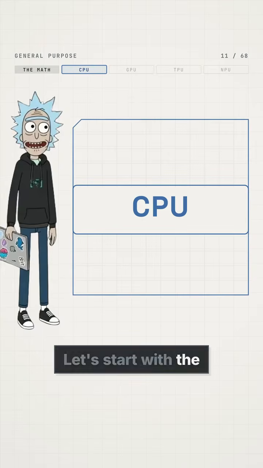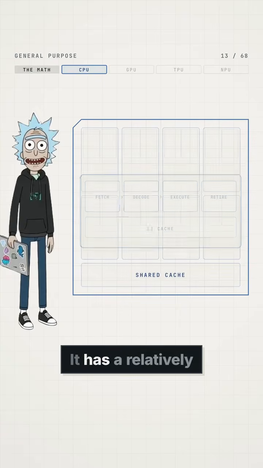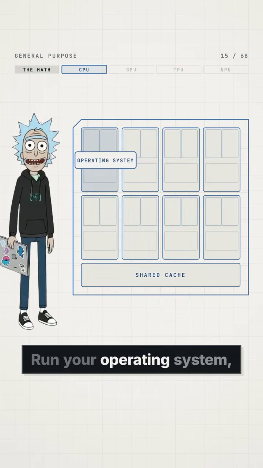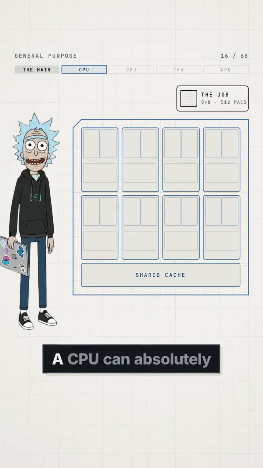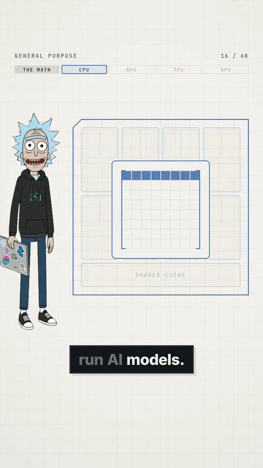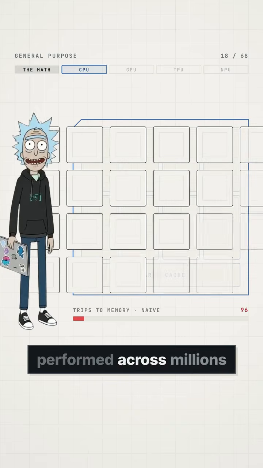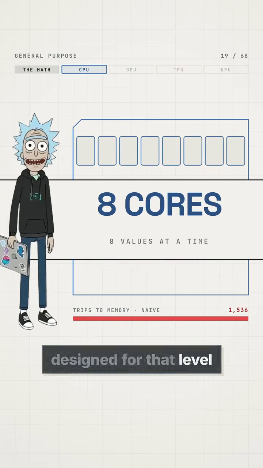Let's start with the CPU. The CPU is the general-purpose chip inside almost every computer. It has a relatively small number of very powerful cores designed to do almost anything. Run your operating system, open a web page, execute some code, respond to your mouse click. A CPU can absolutely run AI models. The problem is that neural networks need the same kind of calculation performed across millions of values at the same time, and CPUs simply weren't designed for that level of parallelism.